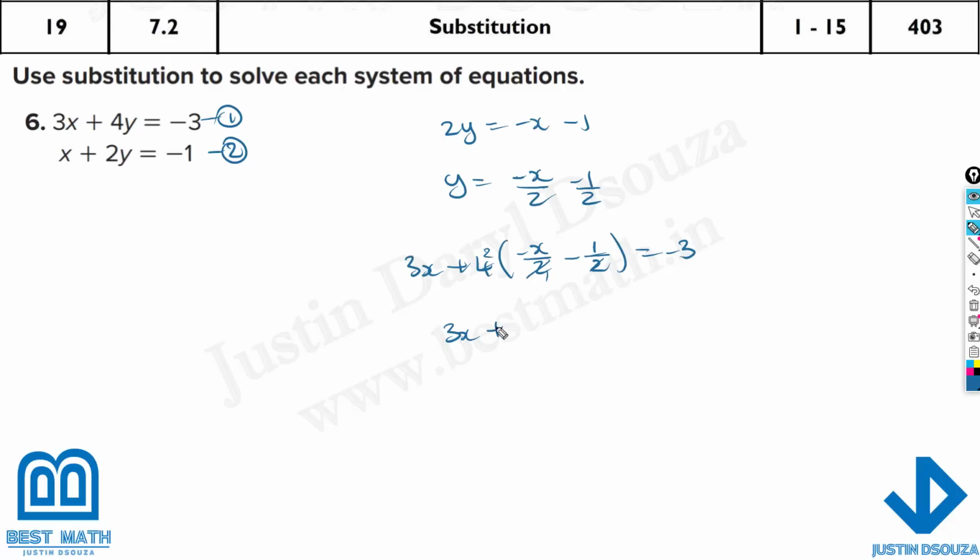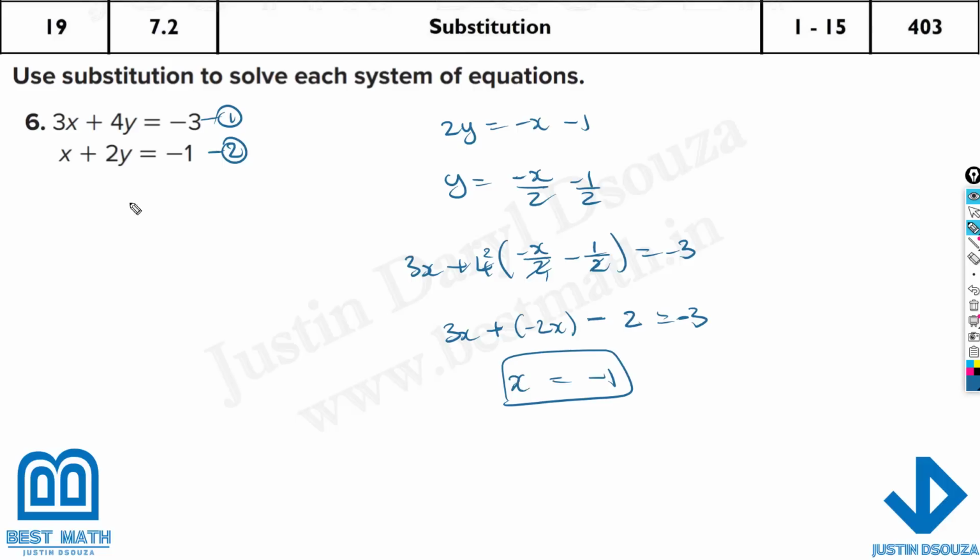It will be not plus here now, it will be minus 2x and minus, this will be plus. Let me just write it over here. So it will be minus 2x, and this minus and plus will be minus 2 only, because 4 times minus x by 2 will be minus 2x, and 4 times minus half will be minus 2. That is equal to negative 3. And over here, what's going to happen? 3x minus 2x will be x. That is equal to this to the other side will be minus 3 plus 2. That's minus 1. X is minus 1.